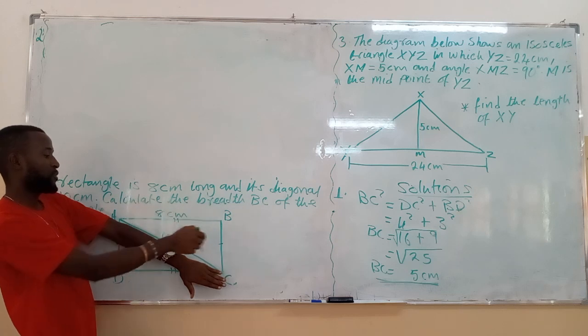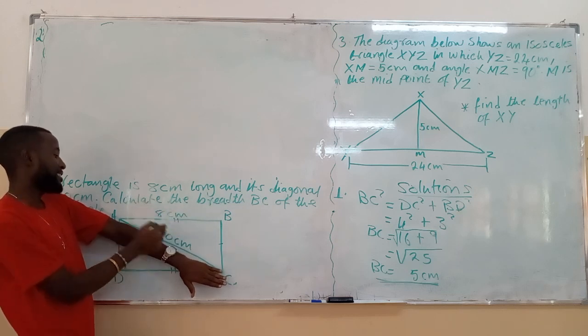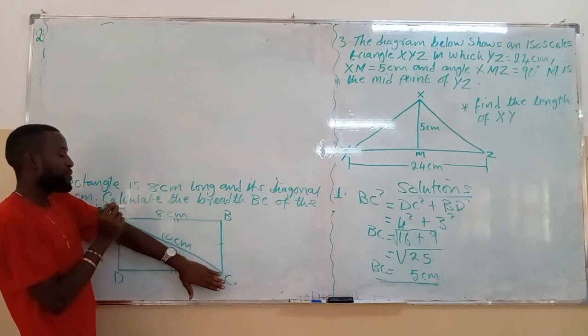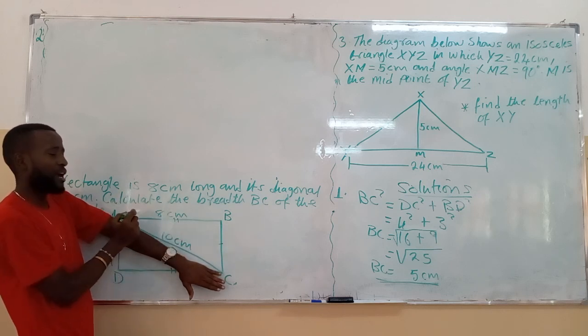The one on top there. The one on top. I have 8, 10, and D. I don't know my BC. So you need to be able to identify this is a right angled triangle.